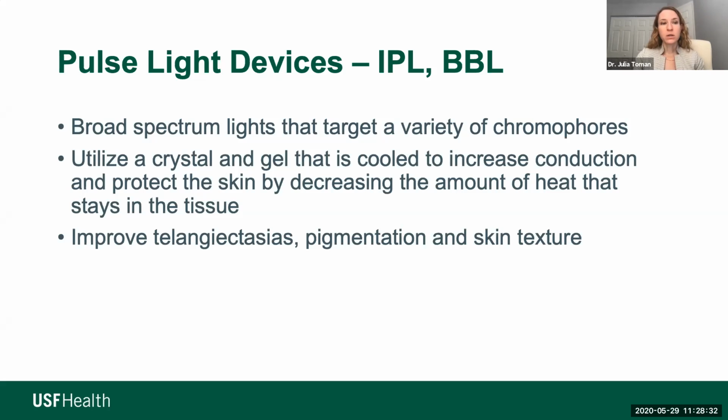One of the most commonly used is these pulse light devices, so either IPL or BBL. This is a broad spectrum light that targets a variety of chromophores, and it utilizes a crystal and a gel that's cooled to increase conduction and protect the skin, decreasing the amount of heat that actually stays in the tissues. And these are very effective in improving early telangiectasias as well as pigment disharmony, and can improve skin texture overall with a little bit of subtle thickening of the skin and removing of those early lines, can give people a very good result.